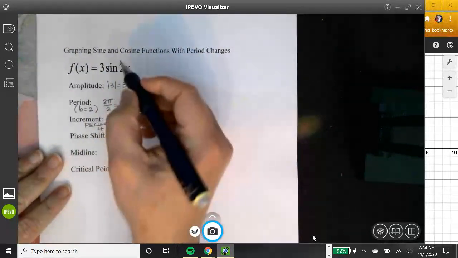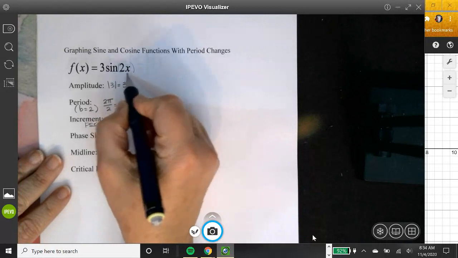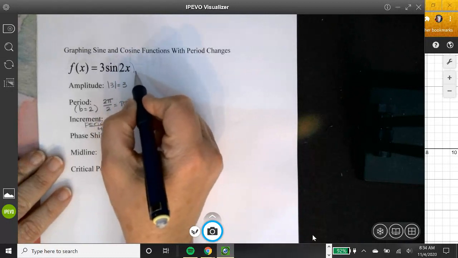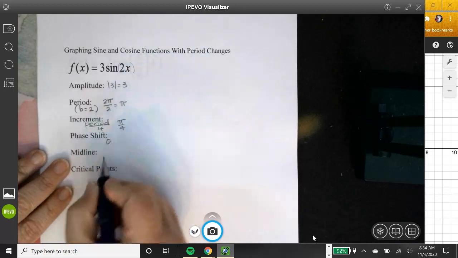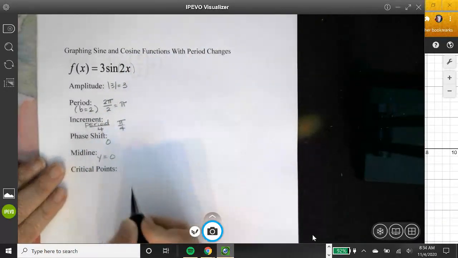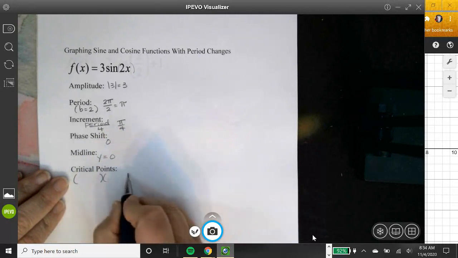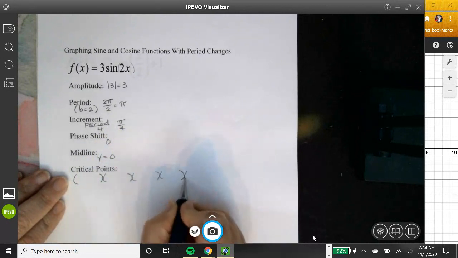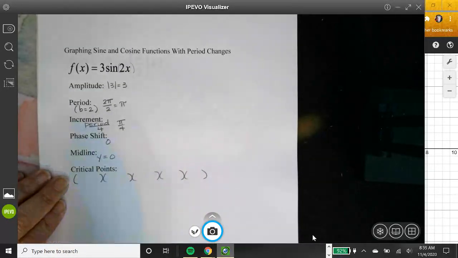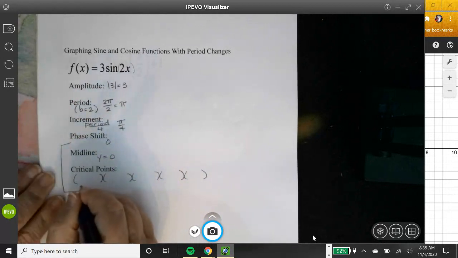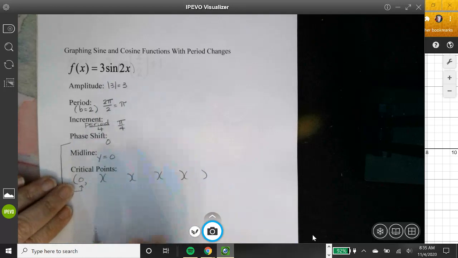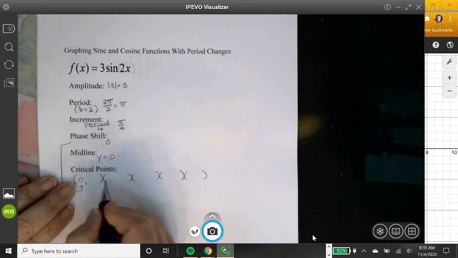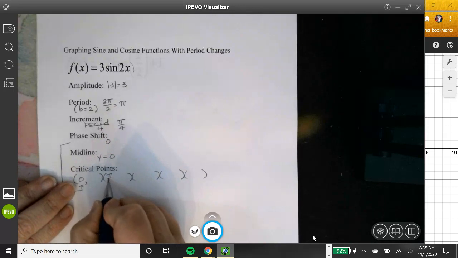The phase shift. Now this is the angle. Do I have any minus c in here or plus c? I don't. And I don't have any midline. So the phase shift is 0. The midline is y equals 0. And how many critical points do we have? Well, we still have 5. And we're going to start at our phase shift, which is 0. And then how do I get to the next critical point? Well, we're going to add pi over 4. So 0 plus pi over 4 is pi over 4.